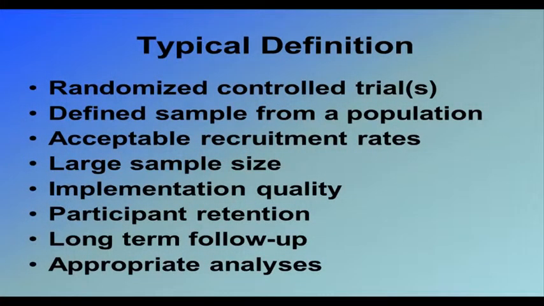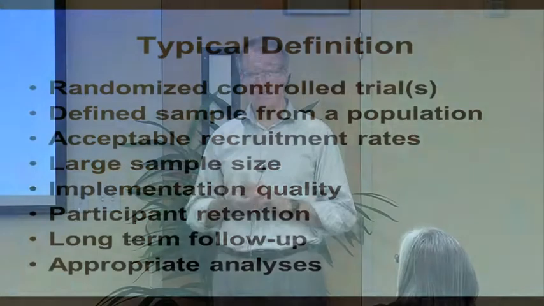So the typical definition in the scientific community is a randomized controlled trial, and for those of you who aren't familiar with that term, it means that you start with a defined sample from a population. So let's say you were interested in learning more about people in Miami, and you were specifically interested in a specific subgroup of the population in Miami, like folks who came from another country, for example, immigrants in Miami. You would recruit people from that population to be in your study and ask them if they would be willing to be randomly assigned, like flipping a coin, to end up in one group or another.